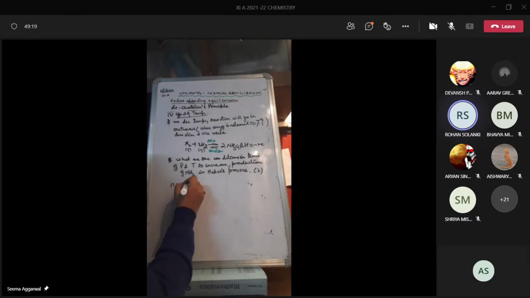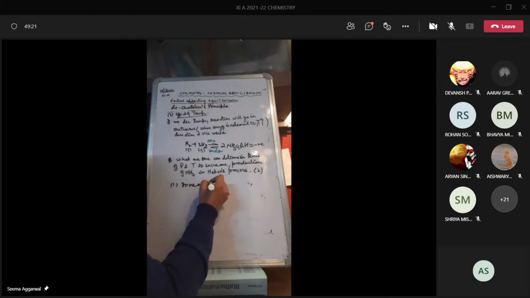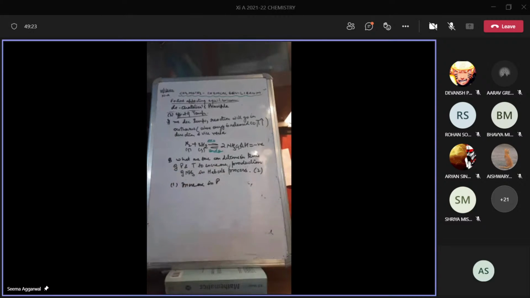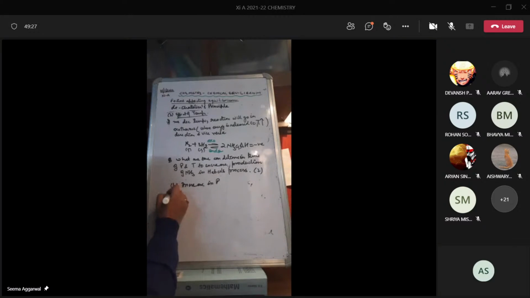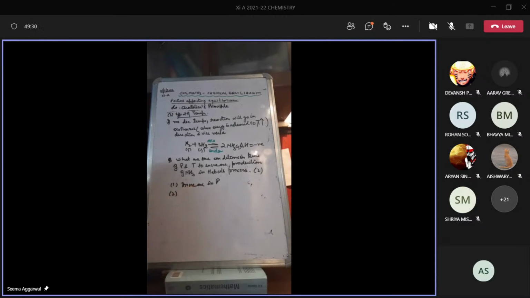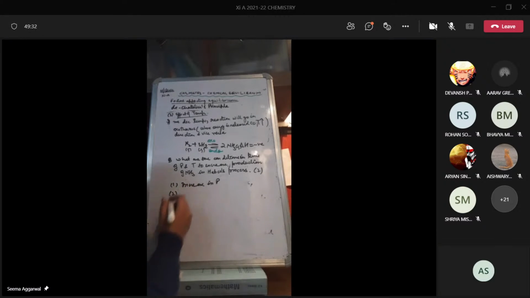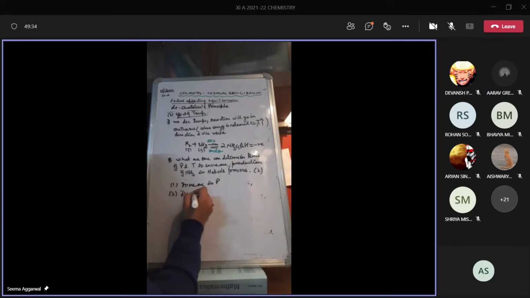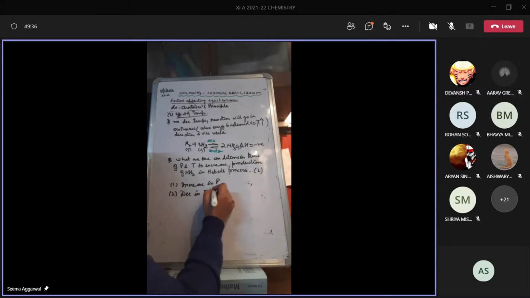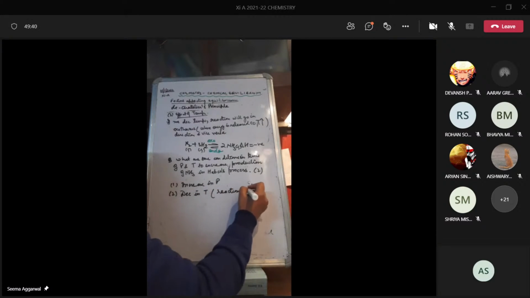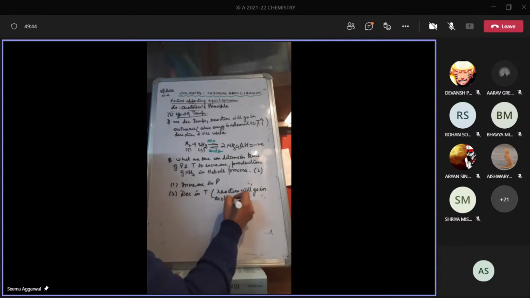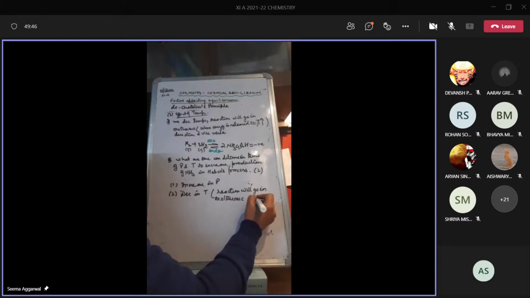Pressure increase, temperature decrease. With pressure, the reaction will go in the direction where the pressure is decreased, that is forward. Second, what about the temperature? Decrease in temperature. If we decrease the temperature, the reaction will go in the exothermic direction. Exothermic means forward in this case, as it is given.